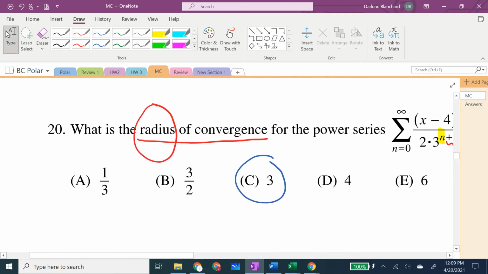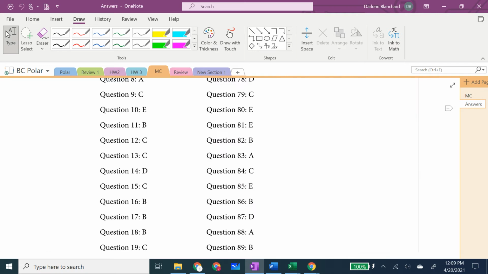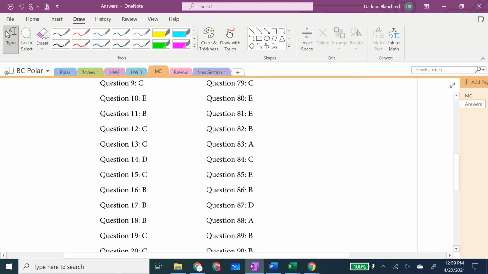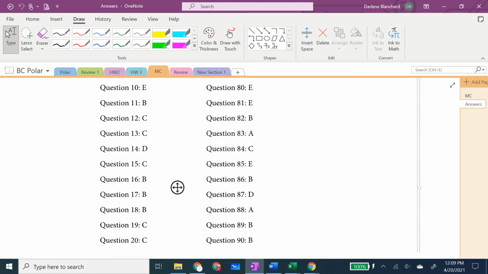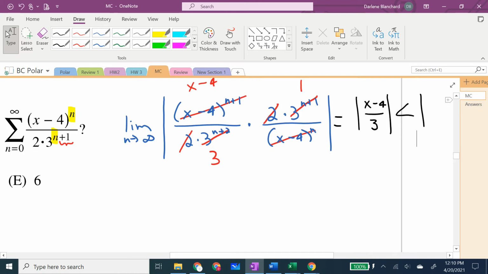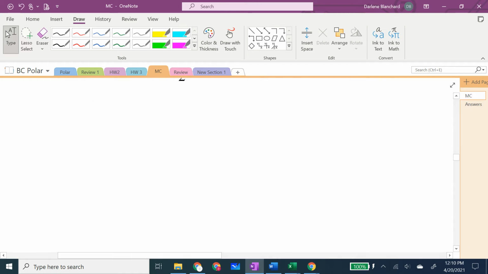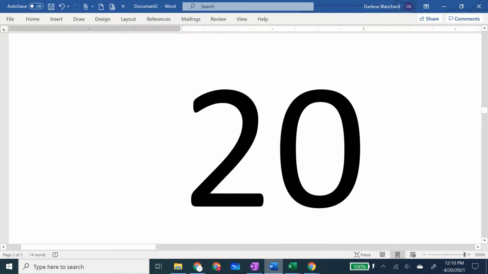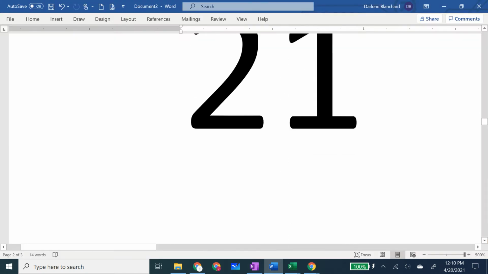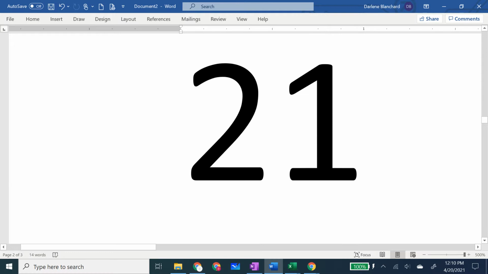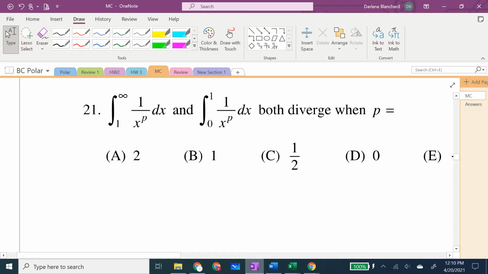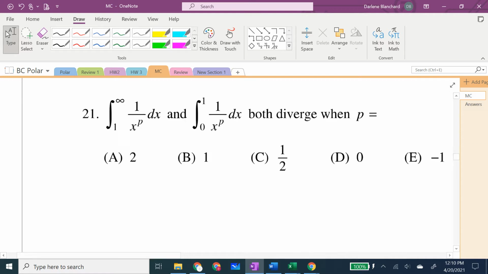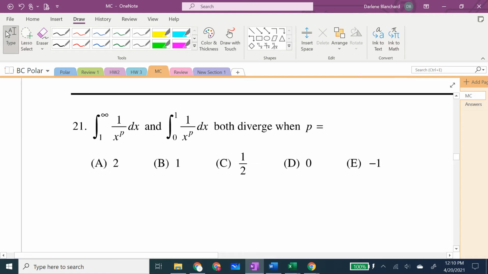And I'm going to double check. Is number 20's answer C? Darn screen. Yes. Okay. That means, see, that wasn't bad, was it? It wasn't bad at all. 21. Hopefully my screen will stop being annoying. Okay.